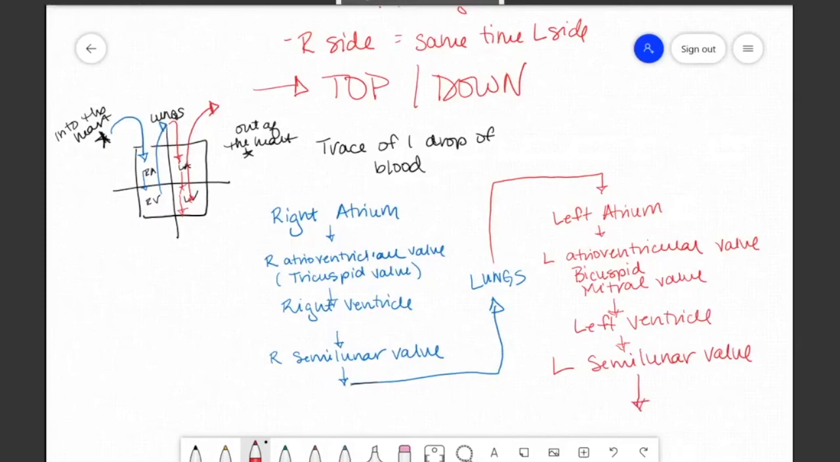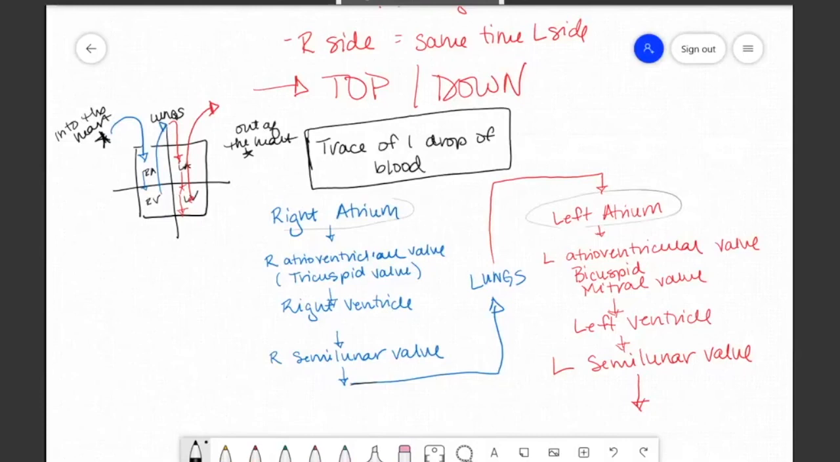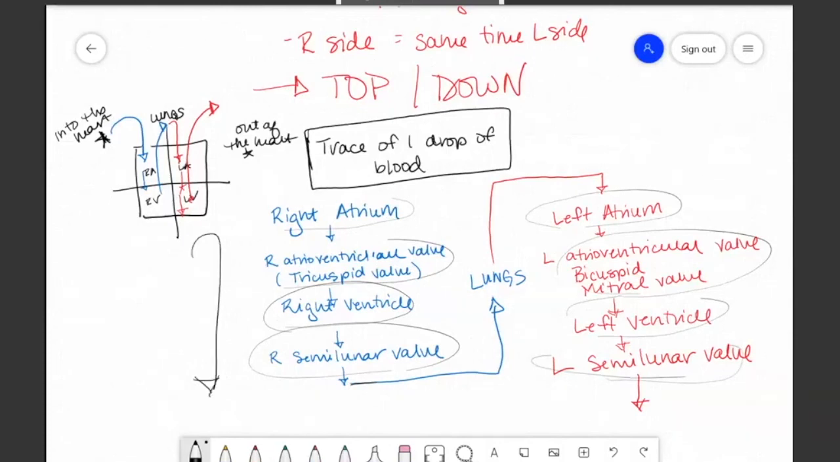So this is if you were to trace one drop of blood through the entire heart. You can see it goes atrium, atrium, valve, valve, ventricle, ventricle, semilunar, semilunar. It's the same path, but it is going this way, up, and then this way. But it's following the same path on the right or left side. It's just that is the direction it's going.